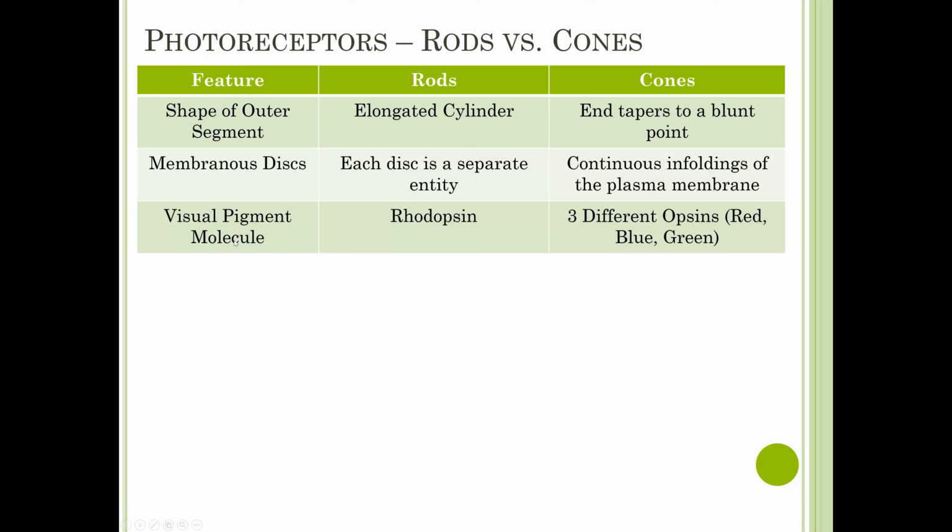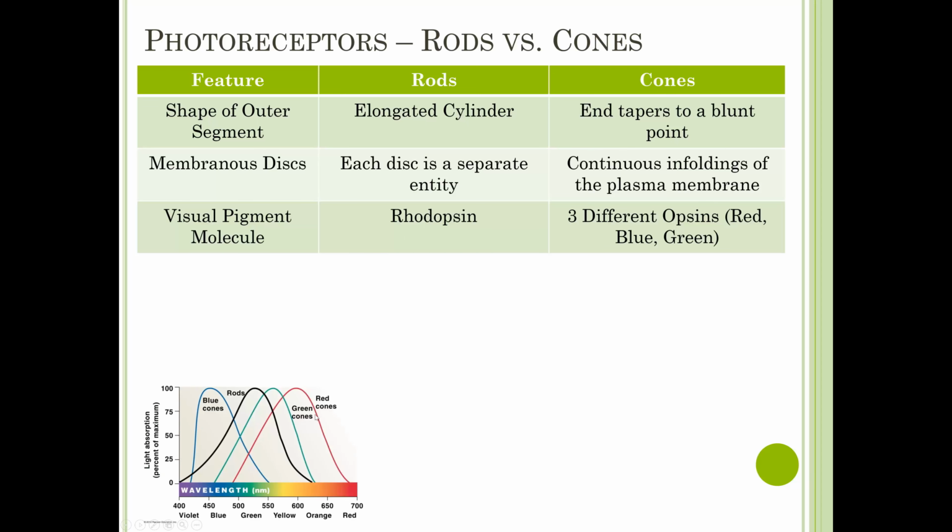The visual pigment molecule in rods is called rhodopsin. In cones, there are 3 different opsins that detect light at different wavelengths. So let's take a look at this little graph down here. You can see rhodopsin is shown here where it says rods. That is the primary wavelength that is absorbed by the rhodopsin molecule.